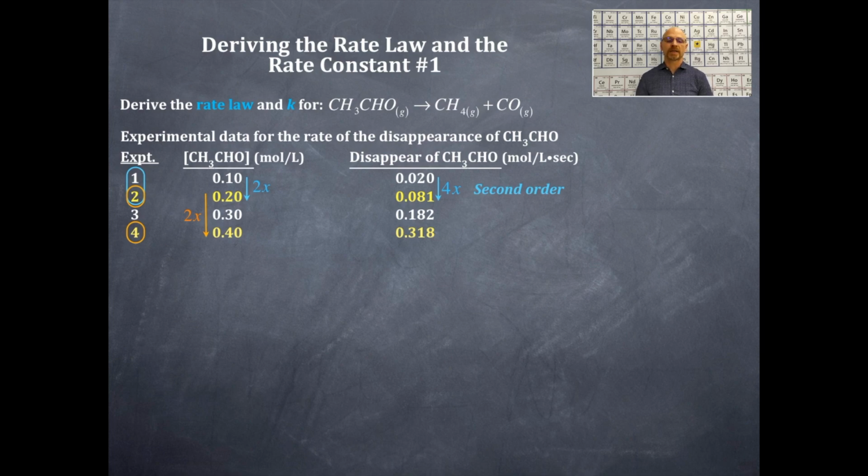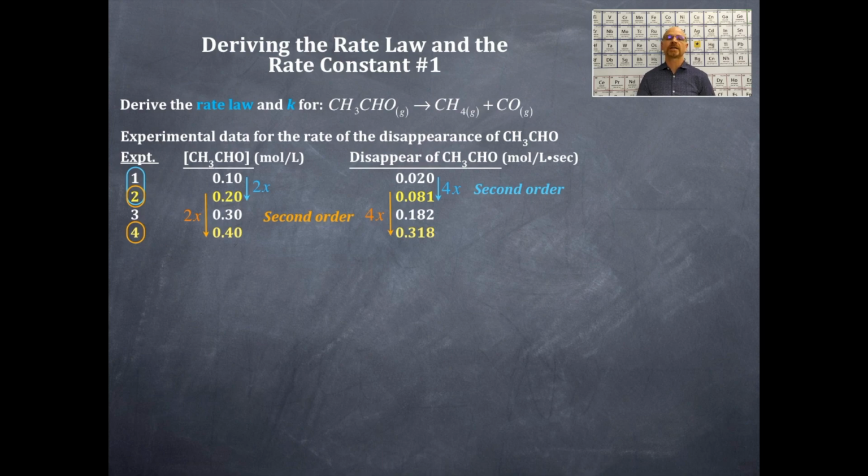Now I'm going to look at those two experiments, but with the disappearance of the acetaldehyde. I have 0.081 all the way up to 0.318, and that's a quadrupling, or times 4. So again, if I double the concentration and I quadruple the rate, that's second order. Again, if you change the concentration in any way and the rate does not change, that's 0 order. If you double the concentration and you double the rate, that's first order. If you double the concentration and you quadruple the rate, that's second order, as in the case right here.